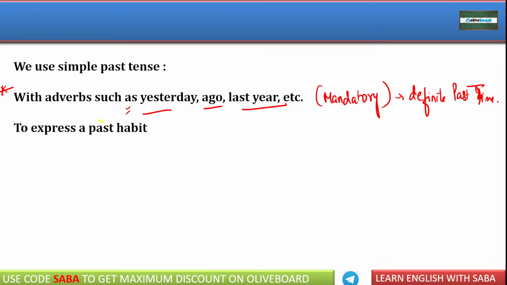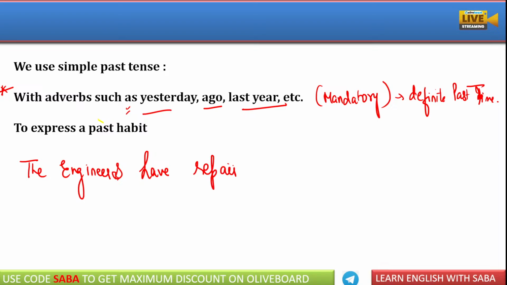Okay, listen. If I say, the engineers have, it is have. Okay, 1 second here. 1 second, guys. Let me write it clearly. Okay. The engineers have repaired, be attentive, okay, the bridge. Okay, the engineers have repaired the bridge. This is underlined. I want to see your smartness, okay?